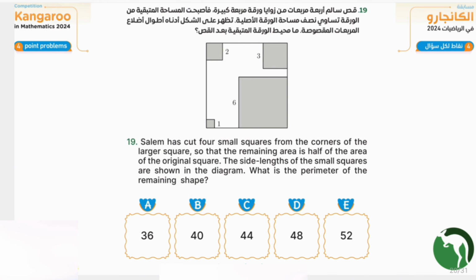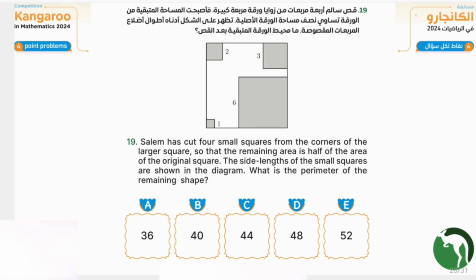Okay, now in question number 19, Salim has cut 4 small squares from the corners of the larger square, so that the remaining area is half of the area of the original square. The side lengths of the small squares are shown in the diagram. What is the perimeter of the remaining shape?